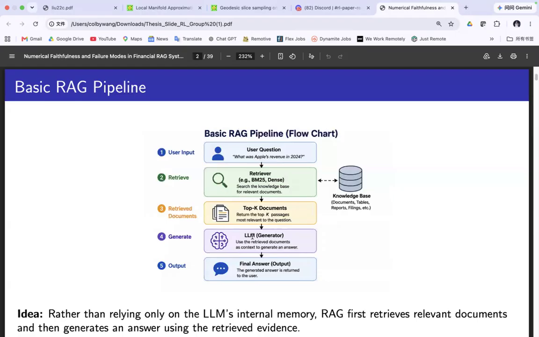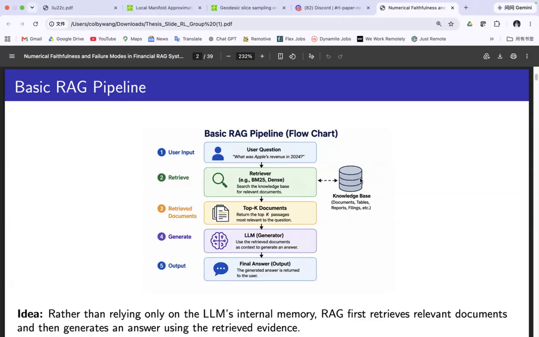So, what is a RAG? Let's look at the basic RAG pipeline. The idea is as follows. Suppose the user asks a question: what is Apple's revenue in the year of 2024? The next step, let's assume there's some sort of knowledge base, maybe a PDF of the filing in 2024 or some other tables or reports. And the retriever, BM25 or some other retriever, will search the knowledge base and retrieve relevant chunks.